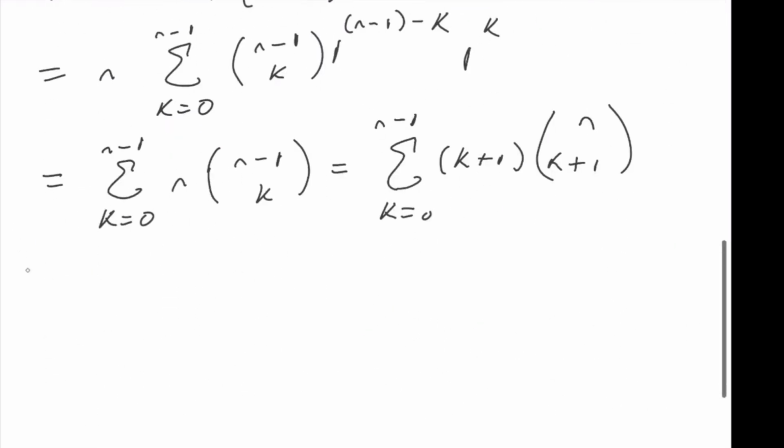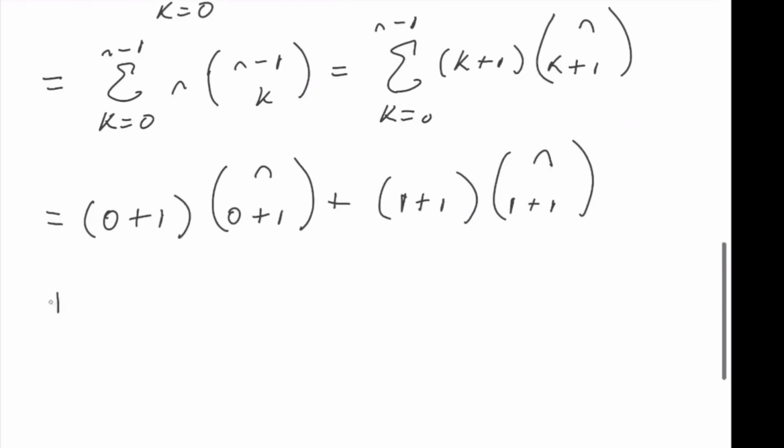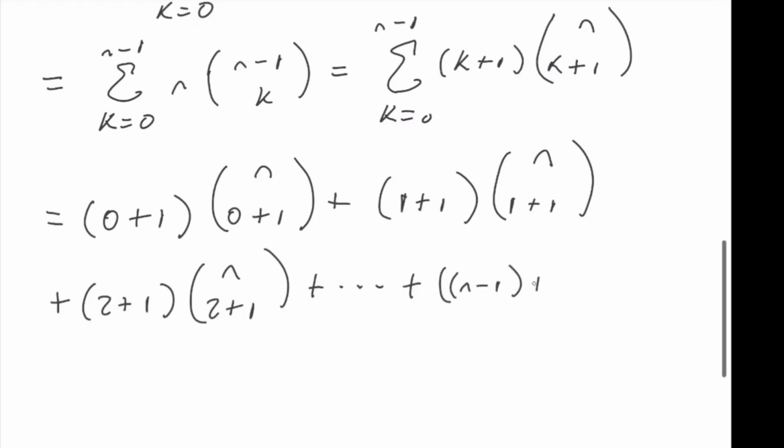So the first term in the series is k equals 0, so it's going to be 0 plus 1 times n choose 0 plus 1, plus 1 plus 1 times n choose 1 plus 1, plus 2 plus 1 times n choose 2 plus 1, plus dot dot dot, plus, and then the last term in this series is n minus 1 plus 1 times n choose n minus 1 plus 1.